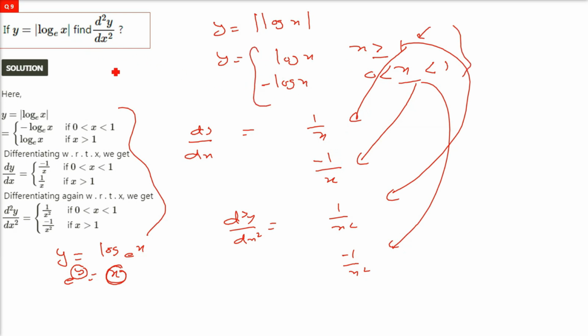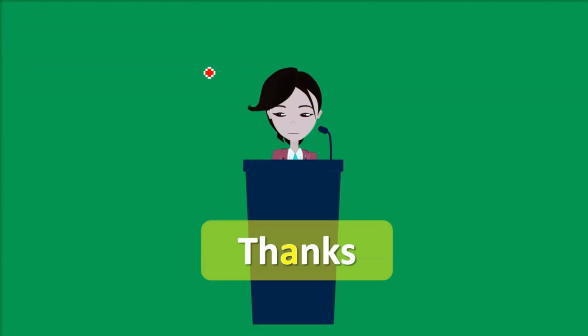So log x, positive, negative, exponential, positive, negative. When they are sin x, positive, negative, you have to know about that. Okay, this is all about this discussion.